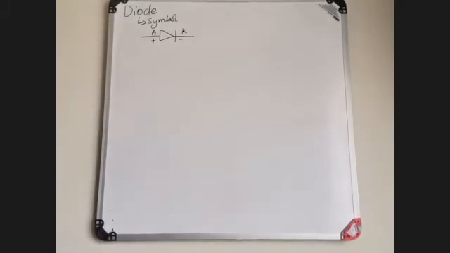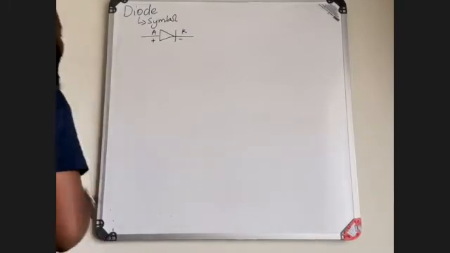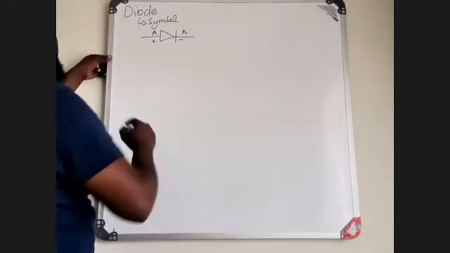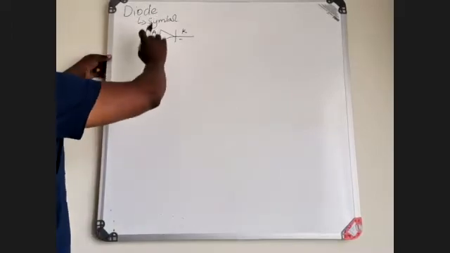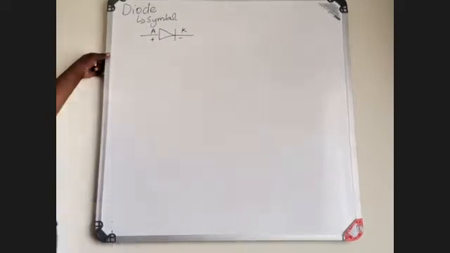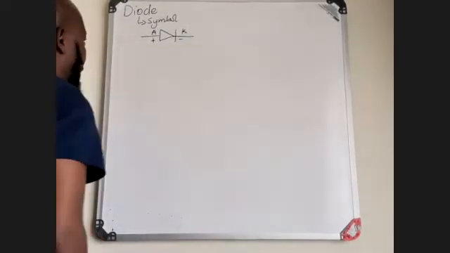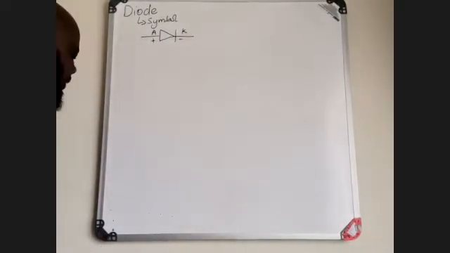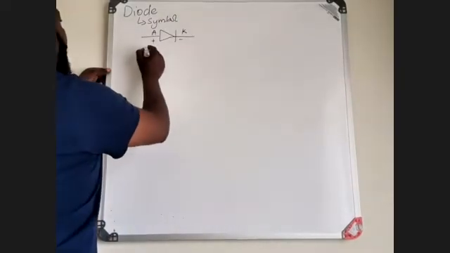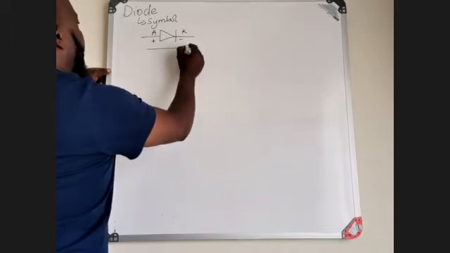Now, as I've already explained to you, this is a one directional component. Which means you need to make sure that the positive side of the battery or the source is connected on this part, and the negative side of the source is connected on the negative side of your component. Then it's going to allow the current to flow in one direction.